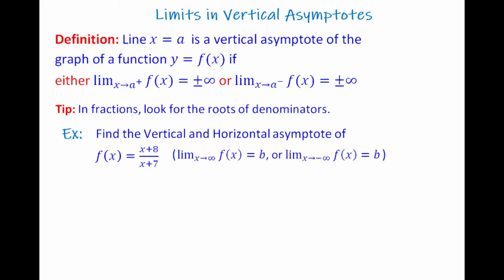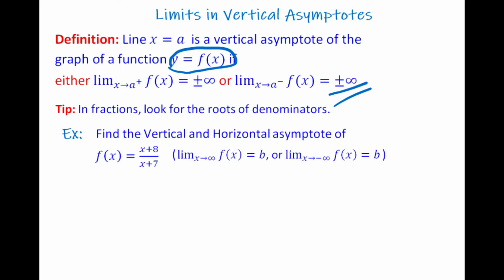Here guys, we have a definition. It says line x is equal to a is a vertical asymptote of the graph of a function y is equal to f of x if either the limit of f of x when x approaches a from the right side goes to positive or negative infinity, or when x approaches a from the left side, and again the limit of the function is negative infinity or positive infinity. So basically what we are trying to find out is which x values make the function go to infinity, positive infinity or negative infinity. So we will try to find those values, and those values are called vertical asymptotes.